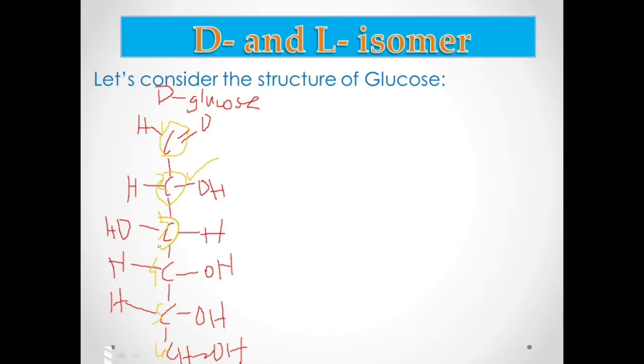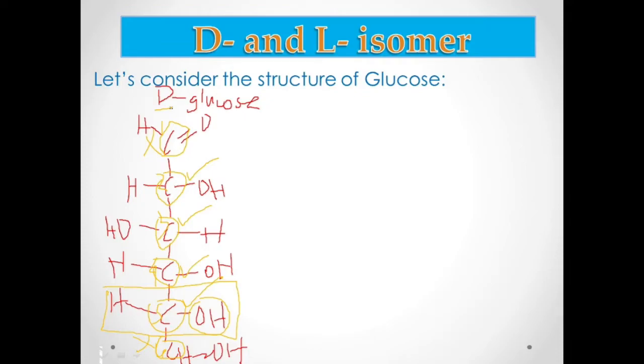Carbon number 3, yes, that is chiral. Carbon number 4, of course, that is chiral. Carbon number 5, yes, that is chiral. Carbon number 6 is not chiral. Only carbon 1 and carbon 6 are not chiral. 2, 3, 4, and 5 are chiral. So, where is the last chiral carbon? It is actually found on carbon number 5. And where is the OH located? At the right. So, therefore, this is D-glucose. Correct?